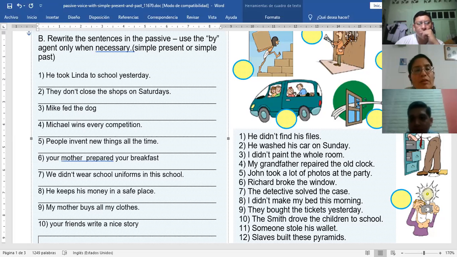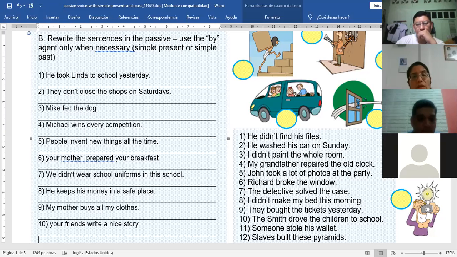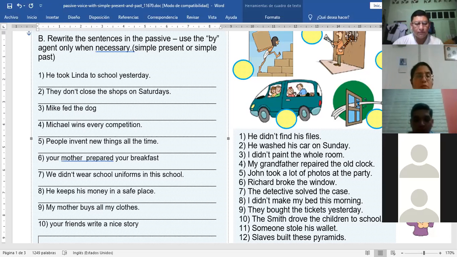Number six, your breakfast was prepared by your mother. Very good. Okay, nice. Elmer, number seven. Hola. Number seven, Elmer. The school uniforms weren't worn by us in this school. Okay. All right, very good. Daniel del Cid, number eight. Money is kept by him in a safe place. Okay, very good.